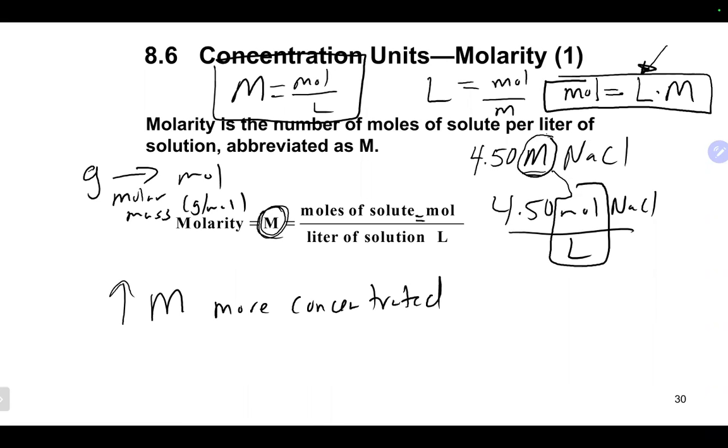If you think about a lot of solutions that you use, maybe 0.1 molar, maybe 3 molar, 6 molar, it's a lot less in terms of concentration. So obviously the smaller the molarity number, the less concentrated it is. And that usually means more diluted.